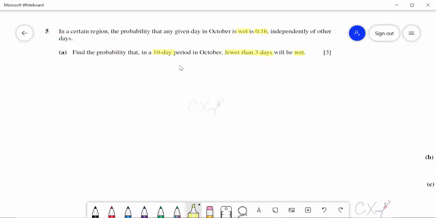Okay, so for this question, you can see the structure of the question is you are having a bigger number of n days, which is 10 days here, and then fewer than 3 days, something happened. Right, so this is actually a binomial distribution question. Okay, all right, so X will actually be the number of wet days. So the number of wet days, if you want to define it, all right.